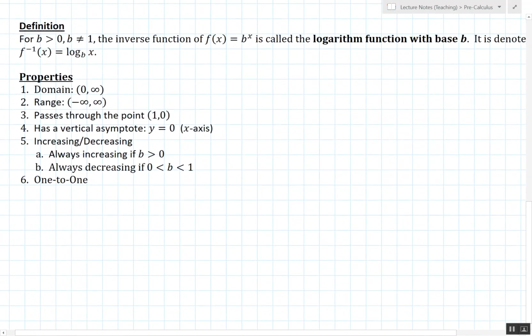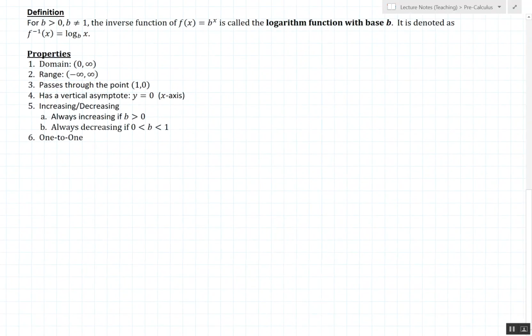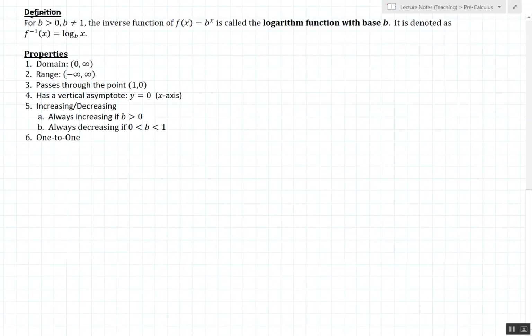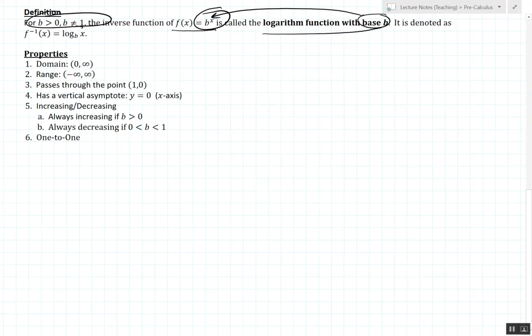So let's zoom in just a little bit. So definition. Again, b cannot be negative and cannot be 1. The inverse of the exponential function is called the logarithmic function with base b, where the base b again refers back to the base of the original exponent that it was derived from. It is denoted as log base b of x. And the only reason I'm using the f inverse notation here is because I've already used f here. Usually we'll just write f or g or whatever.